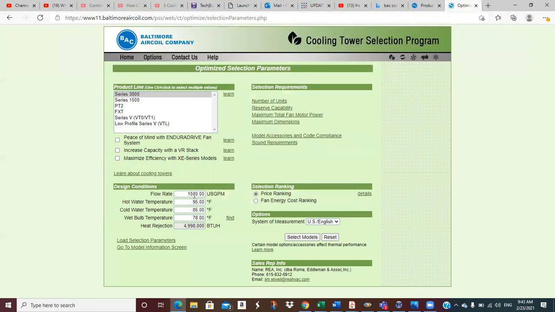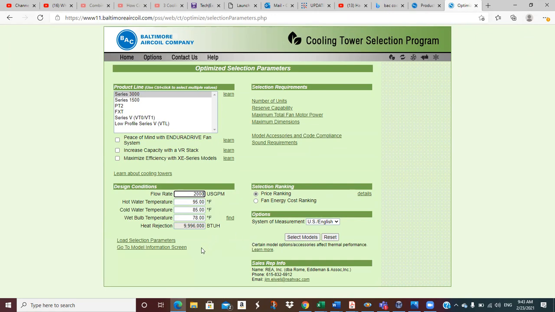And so for whatever you put up here, 1,000 GPM cooled by 10 degrees, that's not quite 5,000 BTUs per hour, which is the heat rejection capacity that you're asking for here. So, you know, just to change something, if you put 2,000, it doubles that number.